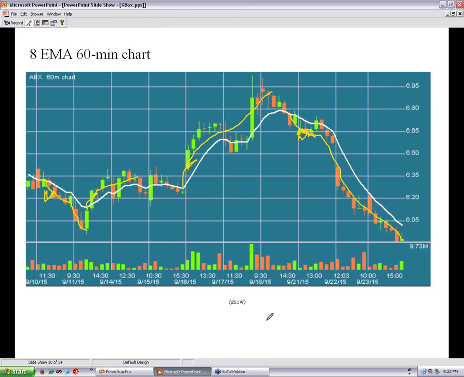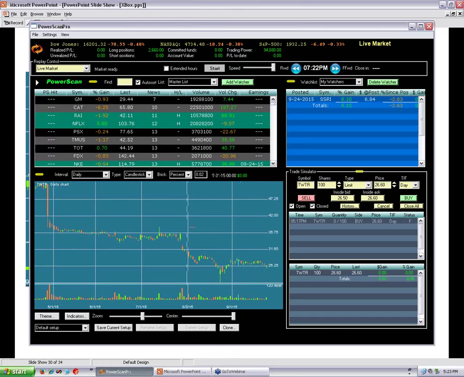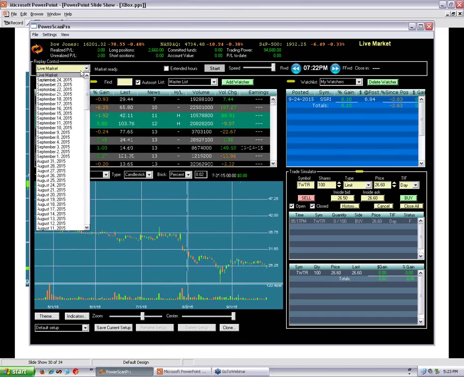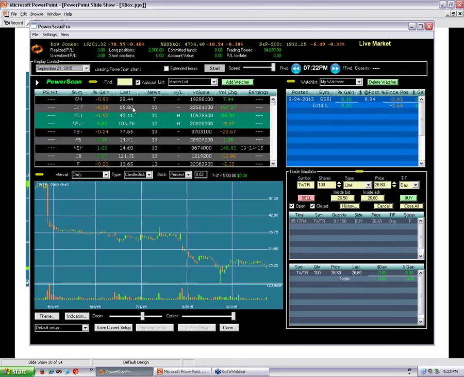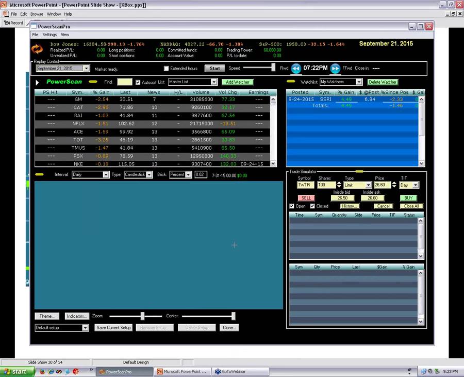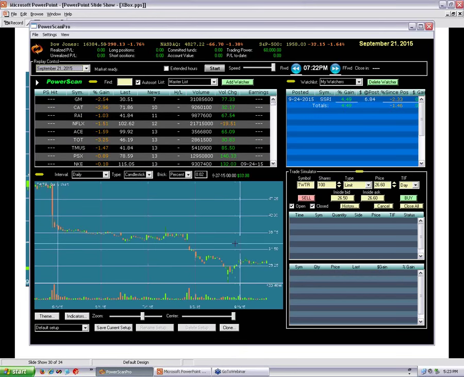Now, let me show you something really fascinating from this observation. Let's go back to PowerScan-Pro. And let's go back to the 21st. The reason I'm picking the 21st again is because I ran this date at random this morning to see if that observation I showed you with a 60-minute chart still holds true, even for the recent market. So we're going to start the 21st.